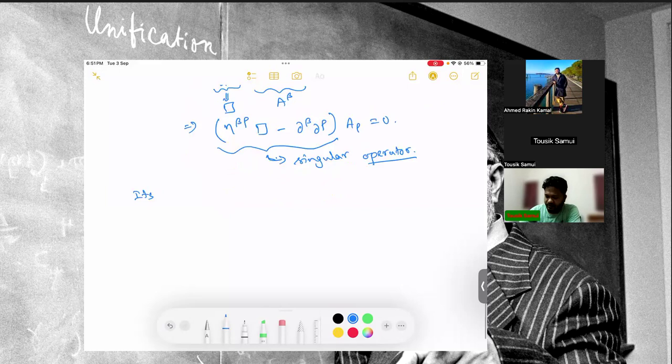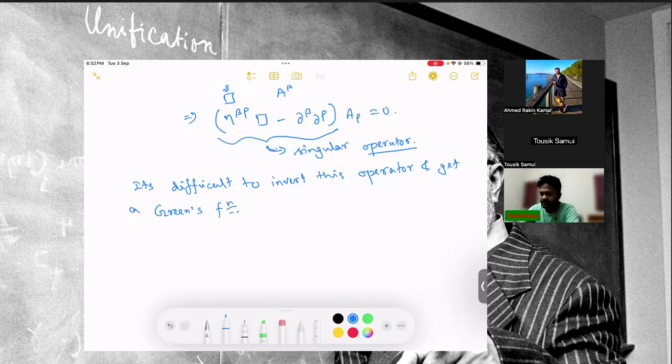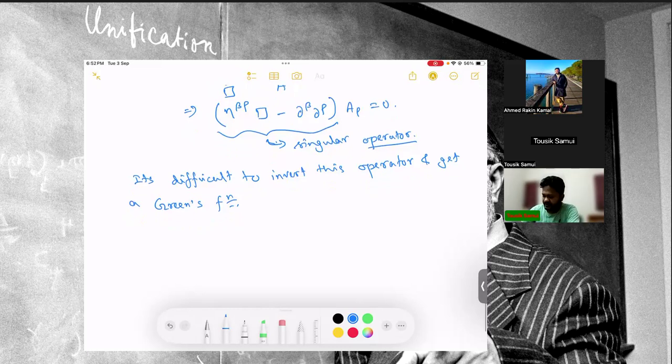It's not possible, or let's say difficult, to invert this operator and get a Green's function. And we can see that this is a singular operator if we actually try to expand A rho in Fourier modes. Then this is very, very apparent.